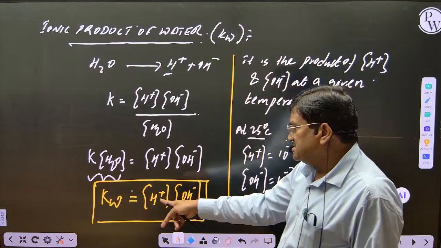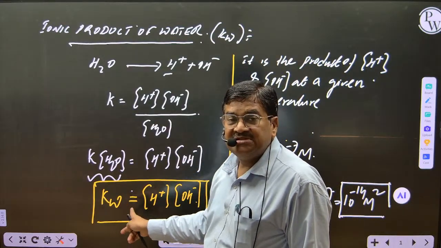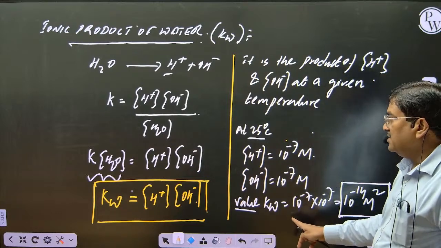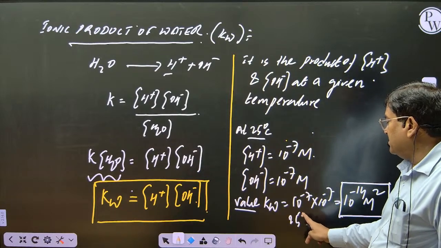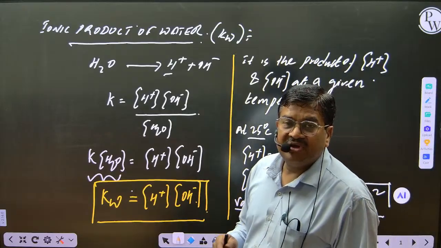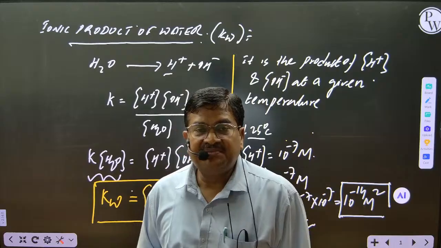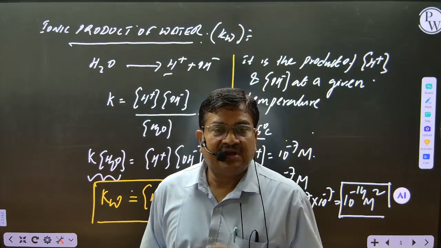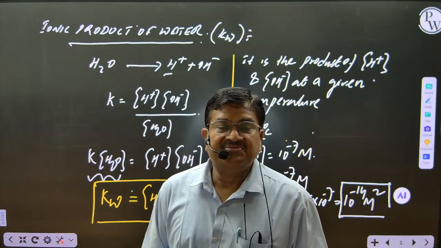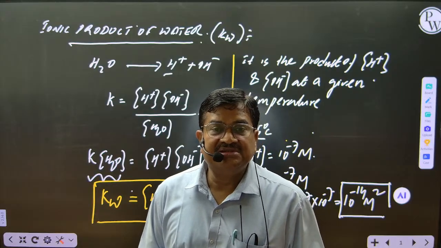So as temperature increases, what happens to the KW value? It increases. This is at 25 degrees Celsius, no? At 25 degrees centigrade, the value of KW will be 1 into 10 power minus 14 mole square per liter square. But with increase in temperature, what happens? More ionization of water takes place. As ionization of water takes place, more H plus ions will be produced. So what happens to the KW value? It increases.